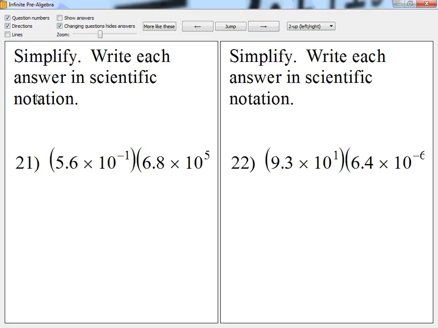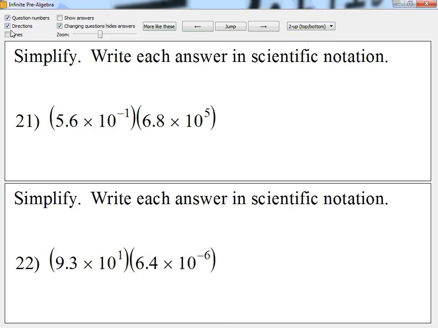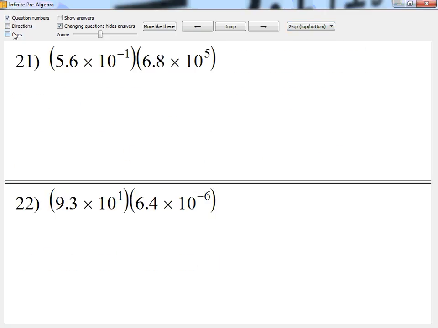For 21 through 30, simplify, write each answer in scientific notation. To give myself some room, let me erase my directions. We already know it. So we're going to pop a calculator. Make sure you guys bring one tomorrow. How much is 5.6 times 6.8?